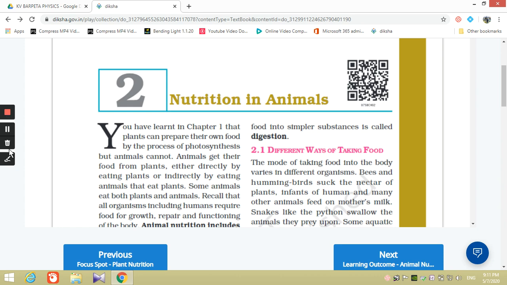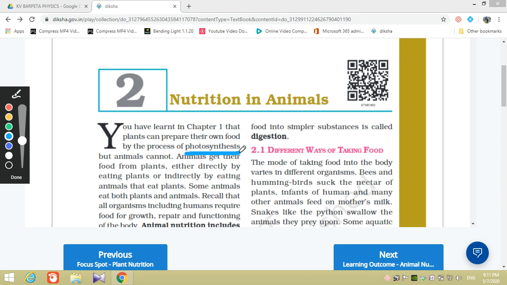Okay, so we have already learned in chapter 1 that plants can prepare their own food by the process of photosynthesis, but unfortunately animals cannot. Animals get their food from plants either directly by eating plants or indirectly by eating animals that eat plants. Some animals, like human beings, eat both plants and animals.